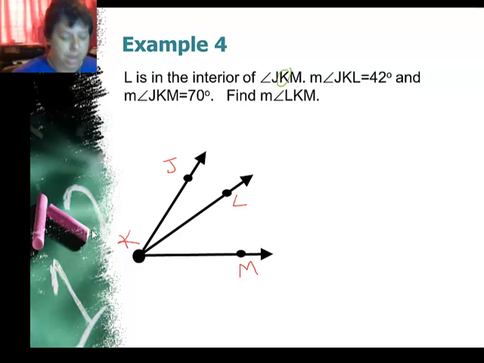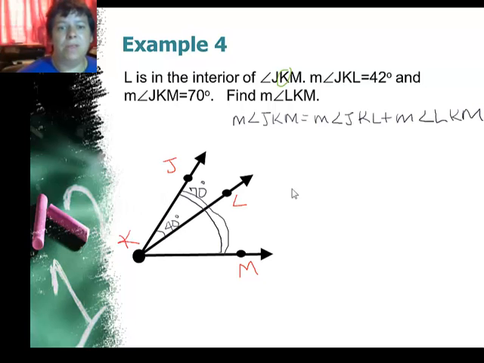So the first thing I know is that this 40 degrees here, and I'll go back to my pointer, this 40 degrees here is for this interior angle, I should say 42. And then the 70 here is for the larger angle because it's JKM.